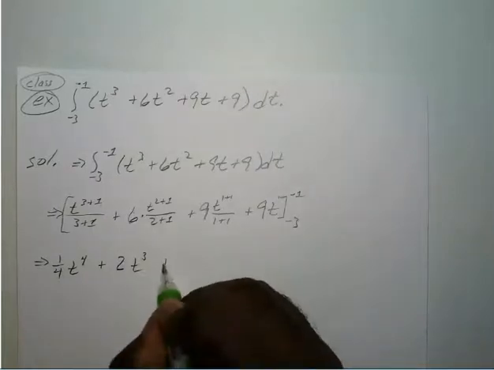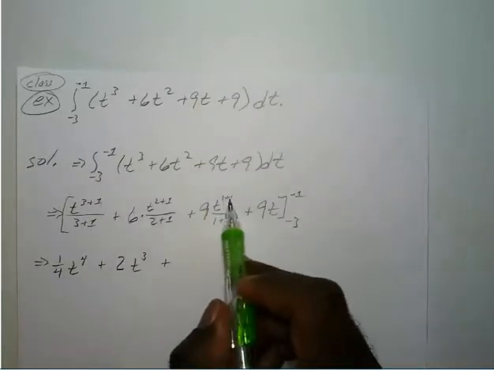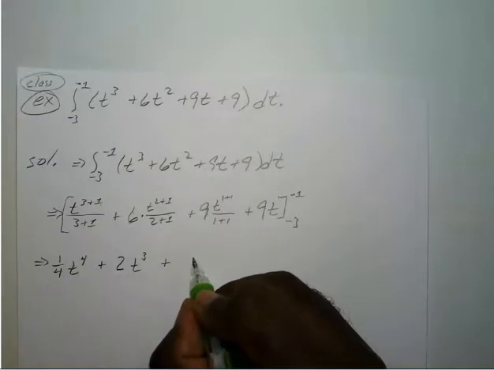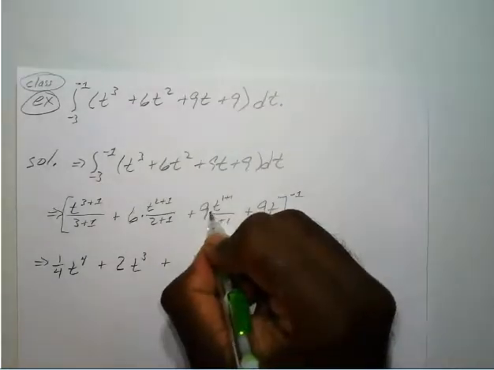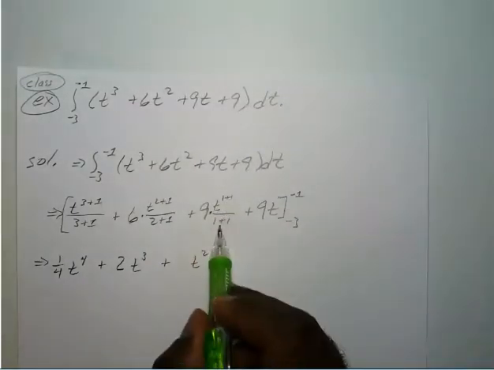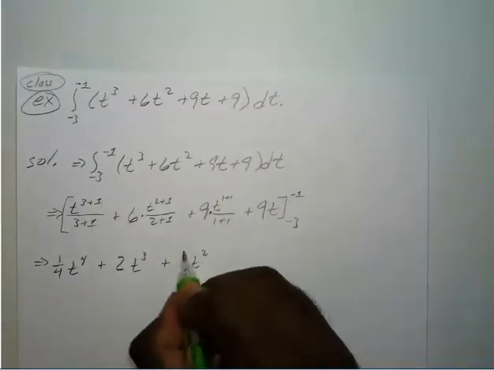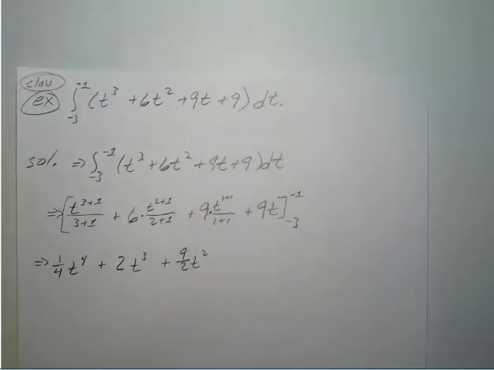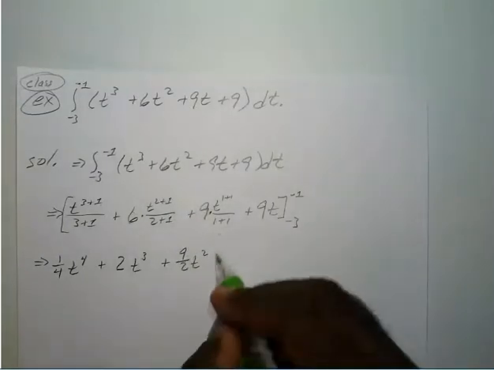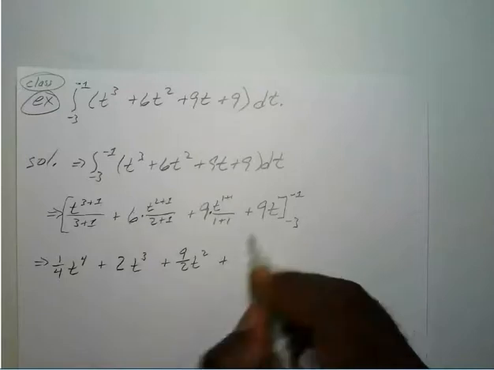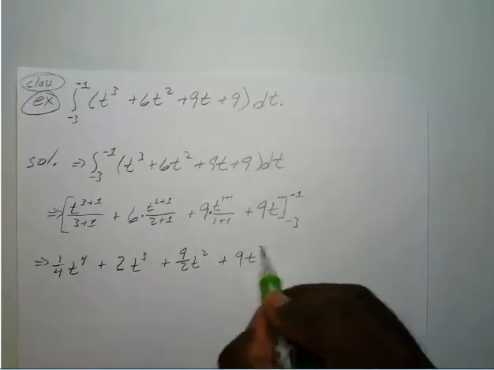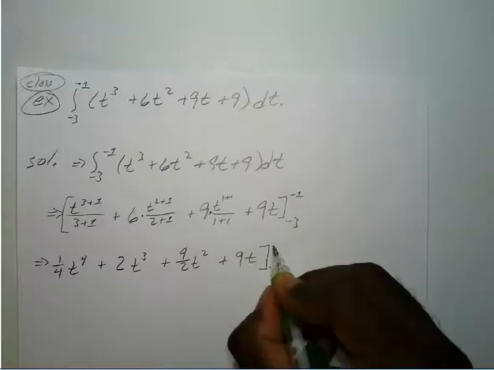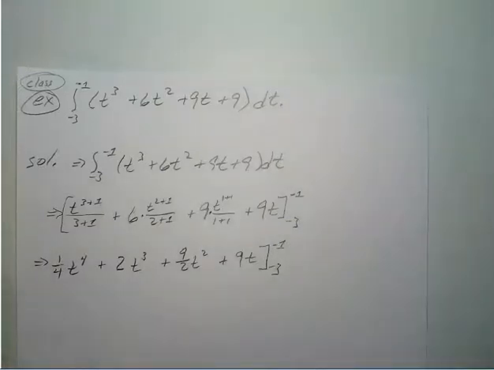Okay. Plus t to the 1 plus 1 power is just t squared, divided by 1 plus 1, which is 2. So that's 9 times t squared over 2. We can just bring that 2 in the denominator over and make that 9 over 2. Plus, and 9t is just 9t. Don't really need to do too much to that one. And that's from -3 to -1.